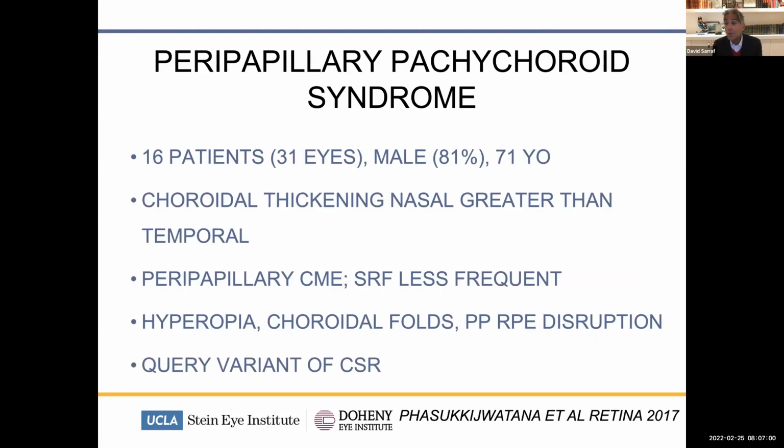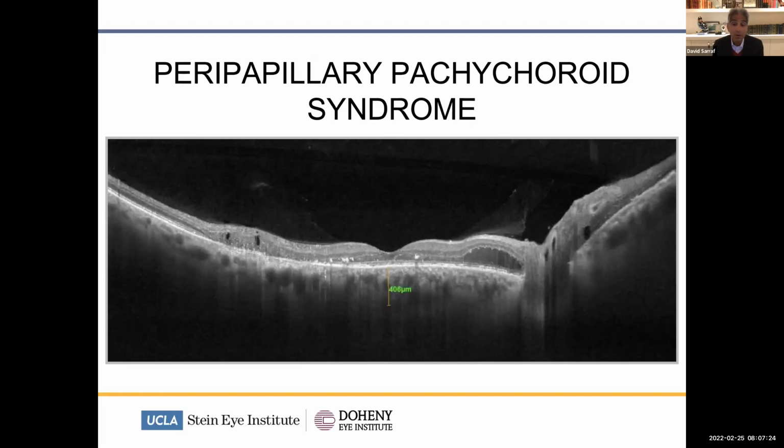So this was the original paper that our fellow from Thailand described. And these patients, as I noted, have thickening that is predominantly in the nasal choroid around the nerve. Often the fluid is intraretinal, and they have other signs of CSR, such as choroidal folds. And we think that this is just a variant of peripapillary CSR that occurs around the nerve. And I'll show you exactly what's happening in this condition when I show you the ICGA of one of the patients.